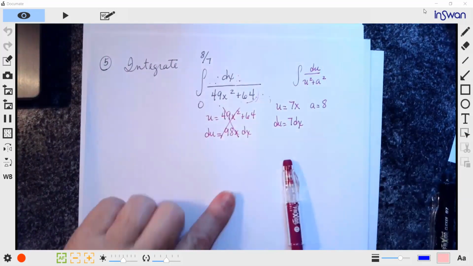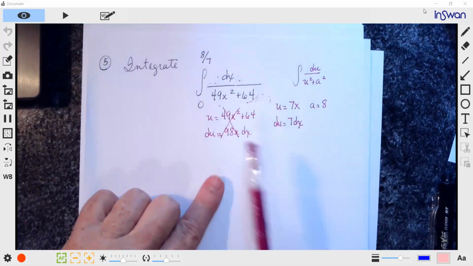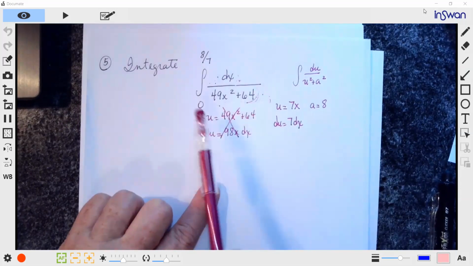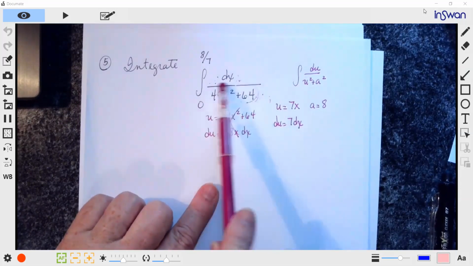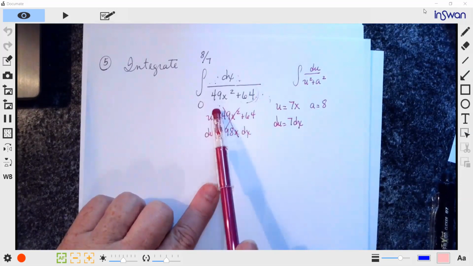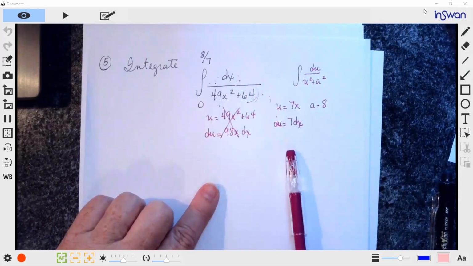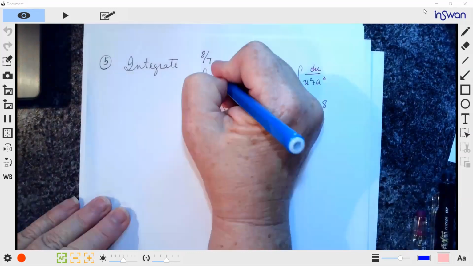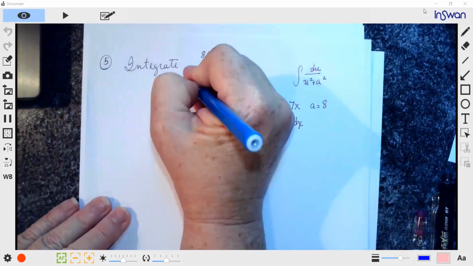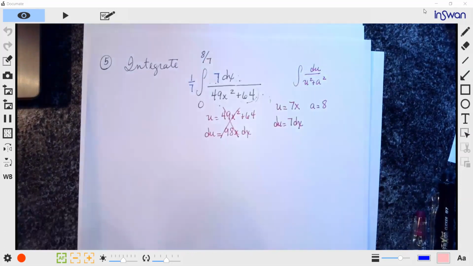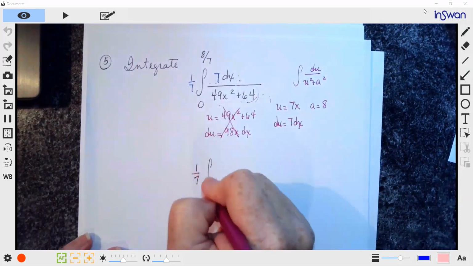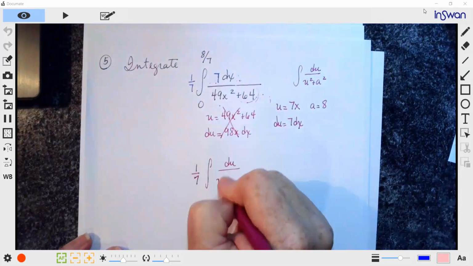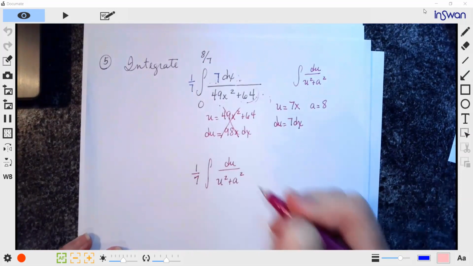This is what people oftentimes forget to do when it's not just like x squared plus 4 or x squared plus 9, something like that. When the variable expression that's being squared is not just x, you do need to follow through your substitution or you will get the wrong constant out front. So I need a 7 dx, so I'm going to multiply by 7 and reverse it with a 1/7 out front. And then I will have 1/7 the integral of du over u squared plus a squared.